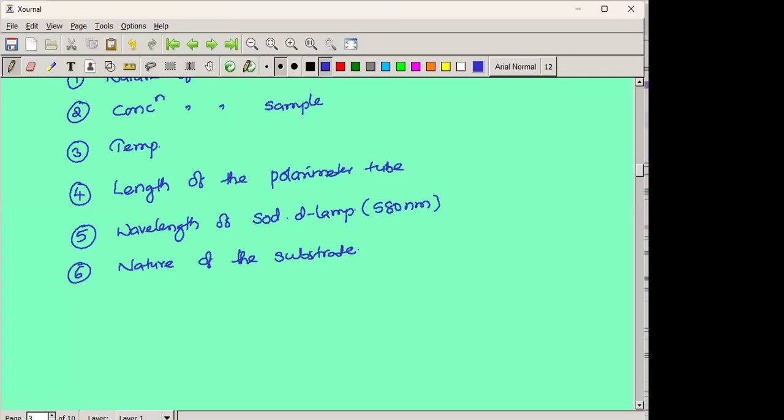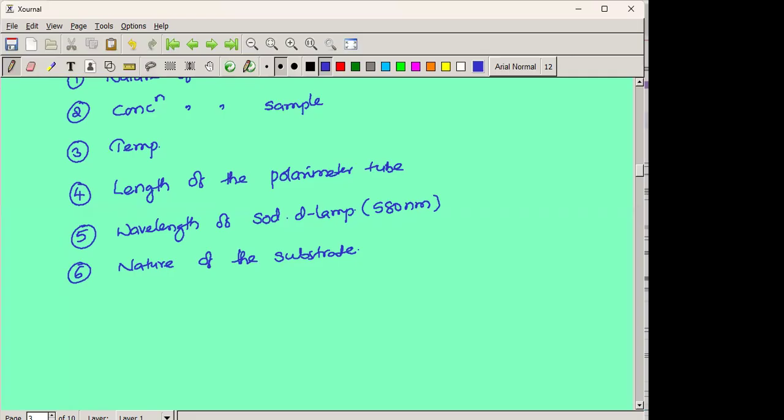Here, this is called optical rotation, the optical rotation of a molecule. How the molecule will rotate, whether it is optically active or not. So this is experimental. The whole thing we can do experimentally in a laboratory, by visualizing how the polarimeter rotates.